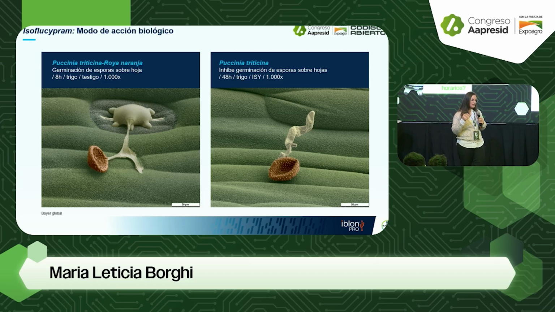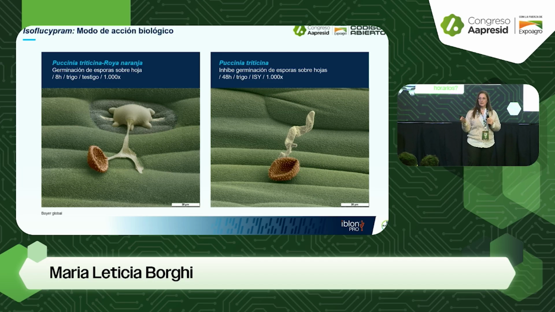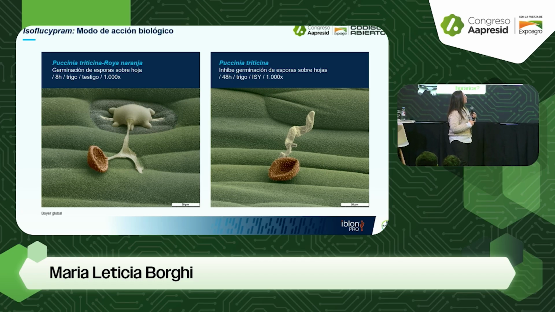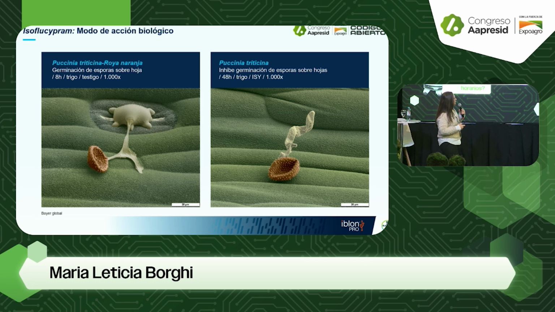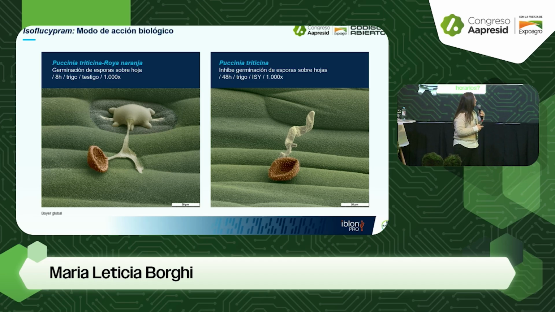I think it's most timely to show under the microscope view what we see when we see disease control at field level. In this case, these are pictures taken from Puccinia triticina, which causes orange rust in wheat crops. We may observe that if we do not apply a fungicide, spores will start germinating inside the plant tissues. What happens when we apply isoflucipram?